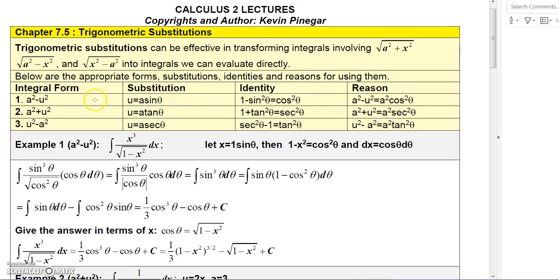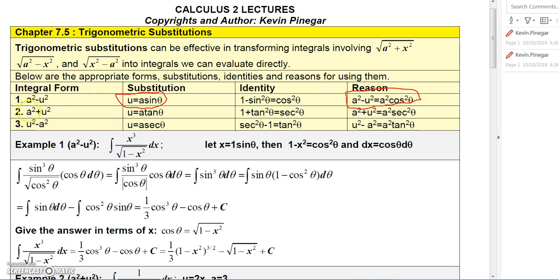So generally, let's just say that you're dealing with u, which is some function of x. If the integral can be in the form a squared minus u squared, then you generally would use the substitution u equals a sine theta. And the reason is because when you use an identity, you would find out that a squared minus u squared will actually equal a squared cosine squared theta.